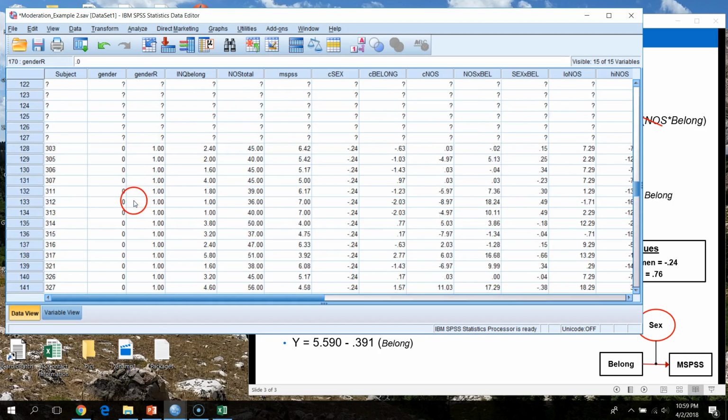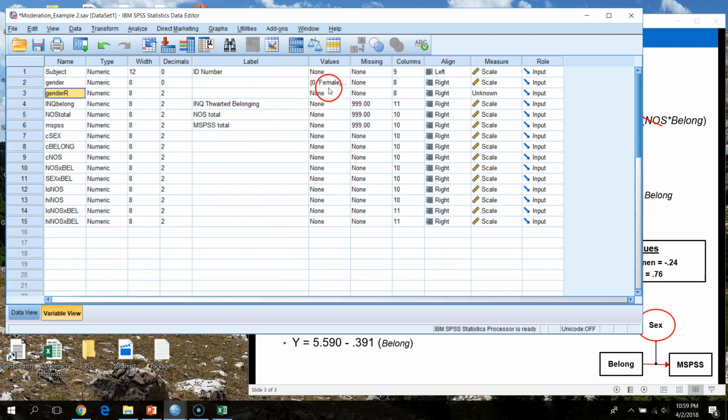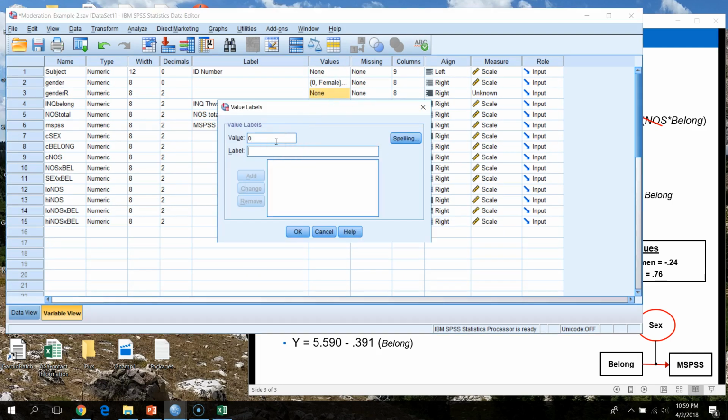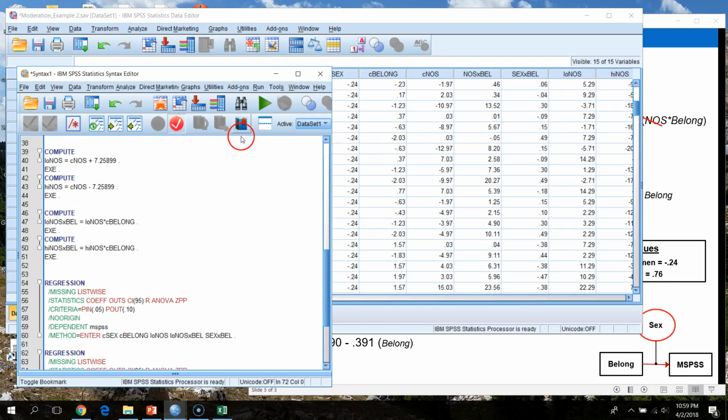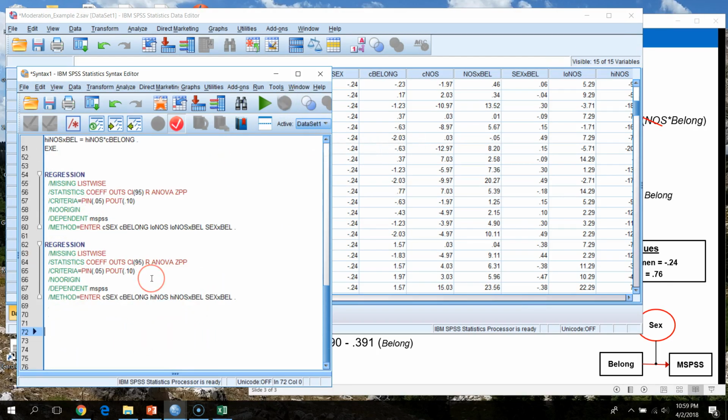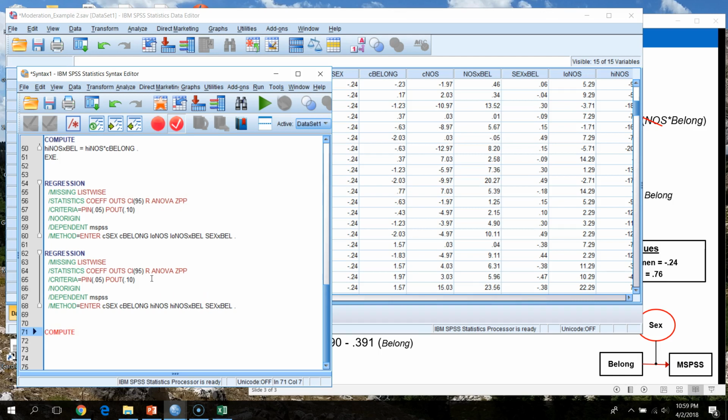Okay, and so now I've got gender and gender R, and I could even label it, 0 is male, 1 female, right? So we know what this all looks like. Okay, but now I want to test the significance of the conditional effect of belongingness on perceived support for men and for women. So this, with the dichotomous indicator, is actually kind of easy. So I'm going to go compute. And I'm going to say, for women, times belonging is going to equal gender times C belong.